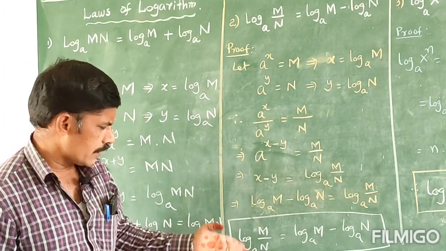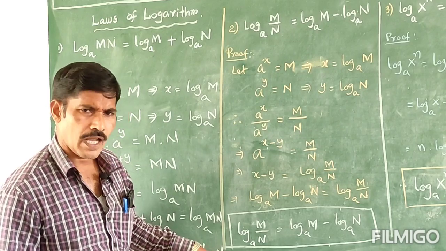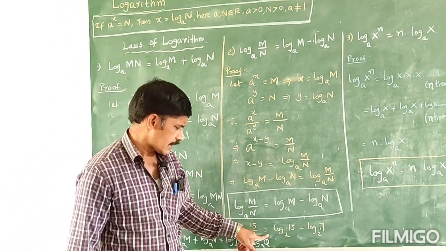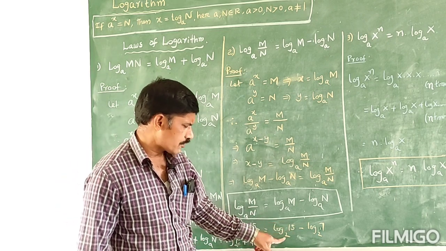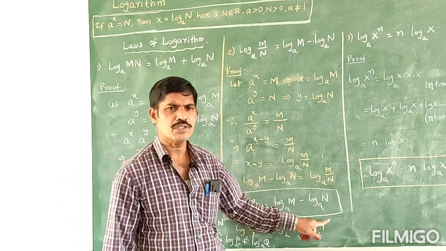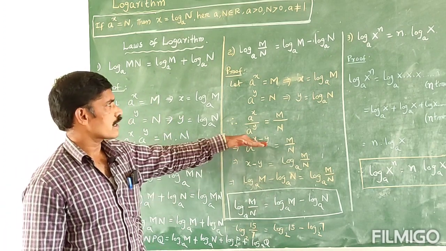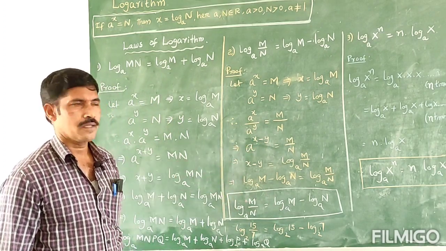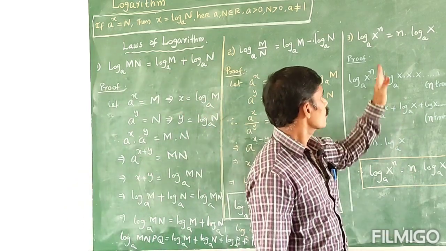How do you apply it in problems? For example, logarithm of 15 by 7 to the base 2 is given. You can write it as logarithm of 15 to the base 2 minus logarithm of 7 to the base 2. Thus, the second property of logarithm is also proved. Go to the third one.